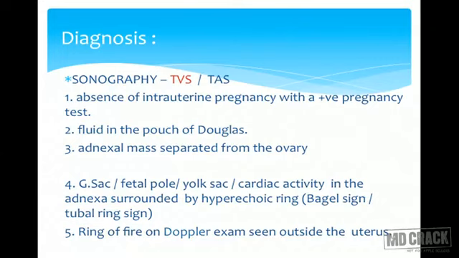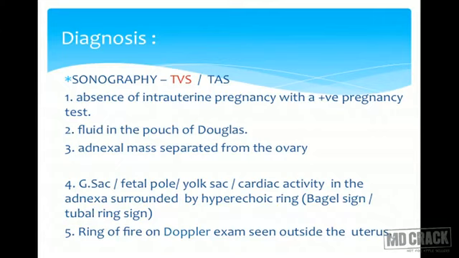In case of unruptured, we will see an adnexal mass separate from the ovary. Now we can see a gestational sac, there may be a fetal pole or a yolk sac, sometimes even cardiac activity can be seen in the adnexa wherever that pregnancy is growing. Usually, there would be a hyperechoic ring or tubal ring seen around the gestational sac. This is Bagel sign or tubal ring sign. If you put color, that means you use Doppler, usually in intrauterine pregnancy, you see ring of fire.